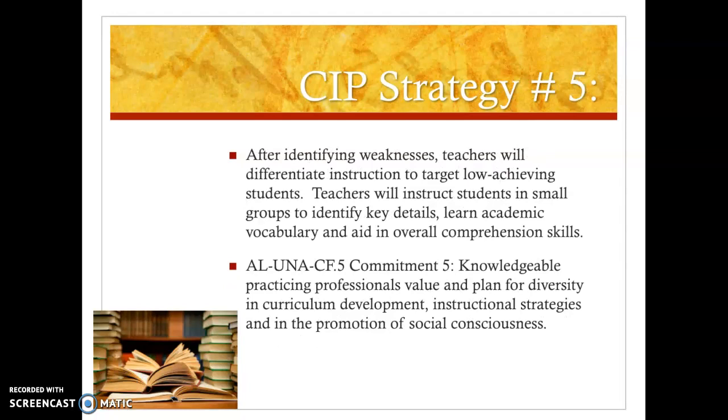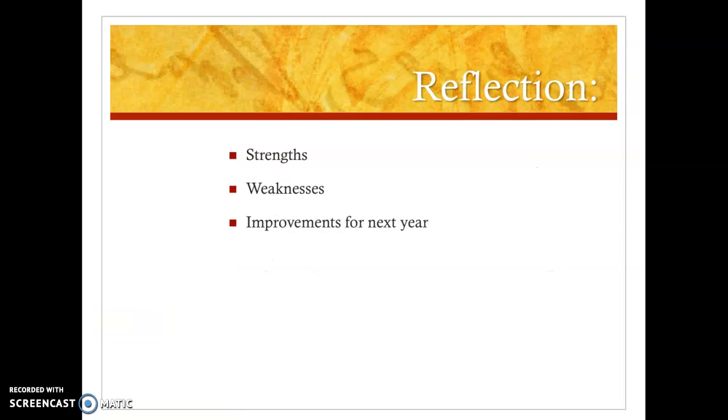So after we figured out what the weaknesses were, then the teachers and our team will differentiate instruction to target low-achieving students. They'll instruct them in small groups to identify key details, learn academic vocabulary, and aid in overall comprehension skills. So what is my reflection of this process? I had some strengths, weaknesses, and then improvements for next year.